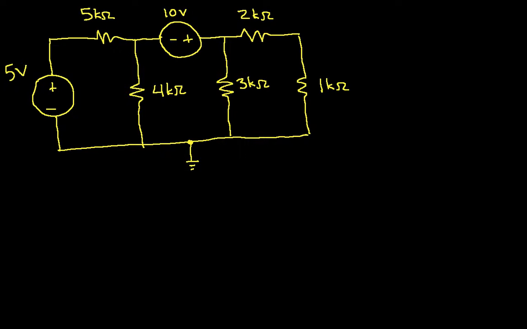The next thing is to define our node voltages. So we have a node here, and we'll say the voltage at this node is V1. We have a node here, we'll say that the voltage at this node is V2. We have a node here, we'll say the voltage at this node is V3. And finally, we have a node over here, we'll say that the voltage at this node is V4.